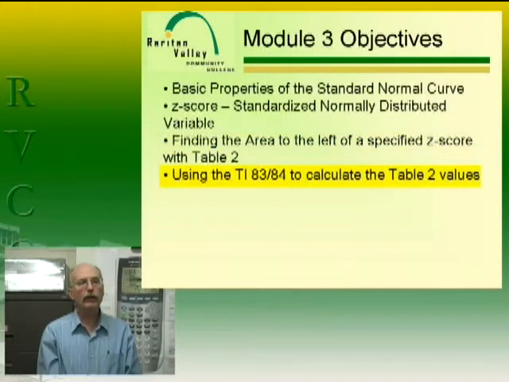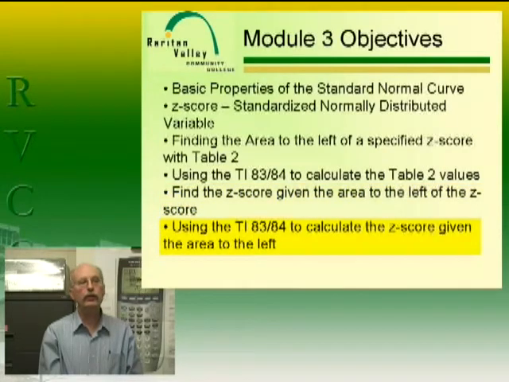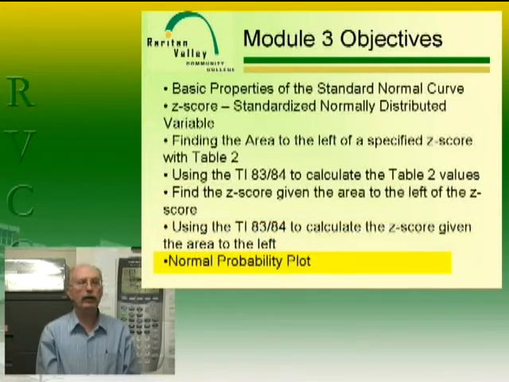Then, we're going to look at how we can use the TI-83 and TI-84 calculator to calculate the same Table 2 values. Then we're going to do it backwards. Once we're given the area to the left of the z-score, we're going to look at the table and find out how to find the z-score from the area to the left of the z-score. And then we're going to use the TI-83 and TI-84 calculator to do exactly the same thing. And we're going to look at a normal probability plot. So let's get started.